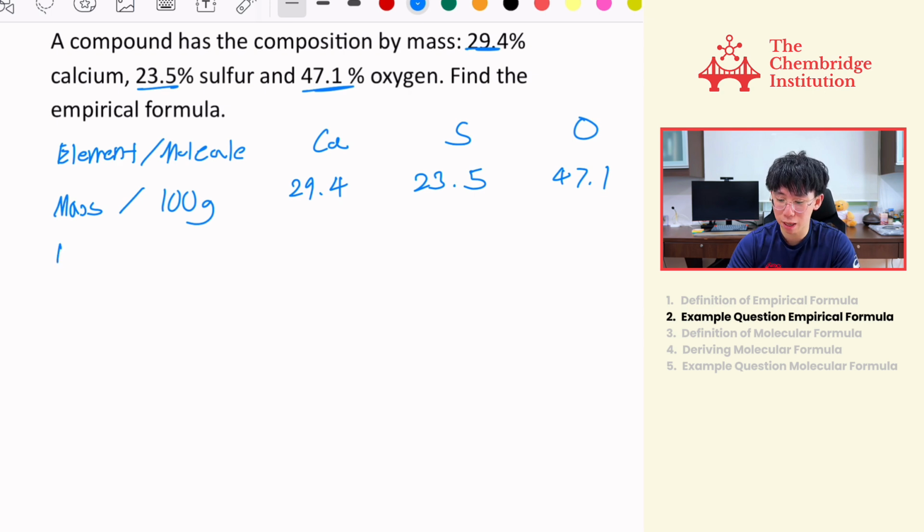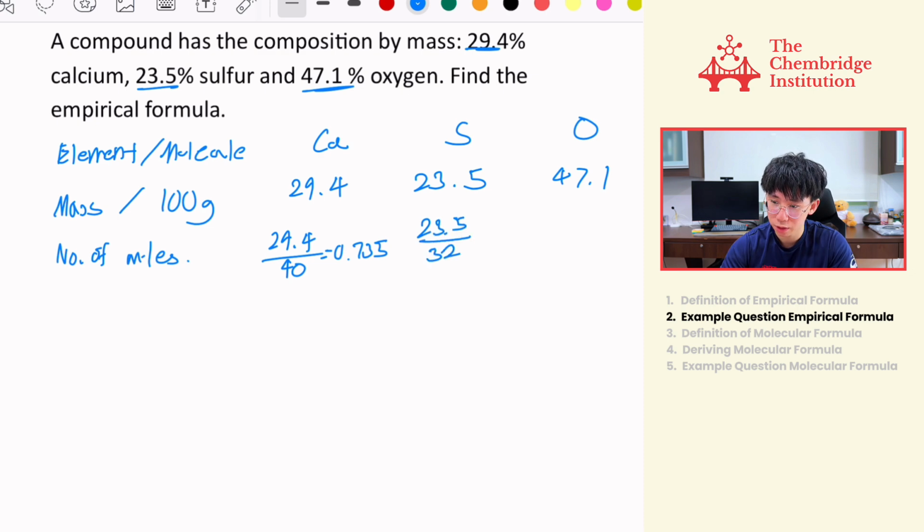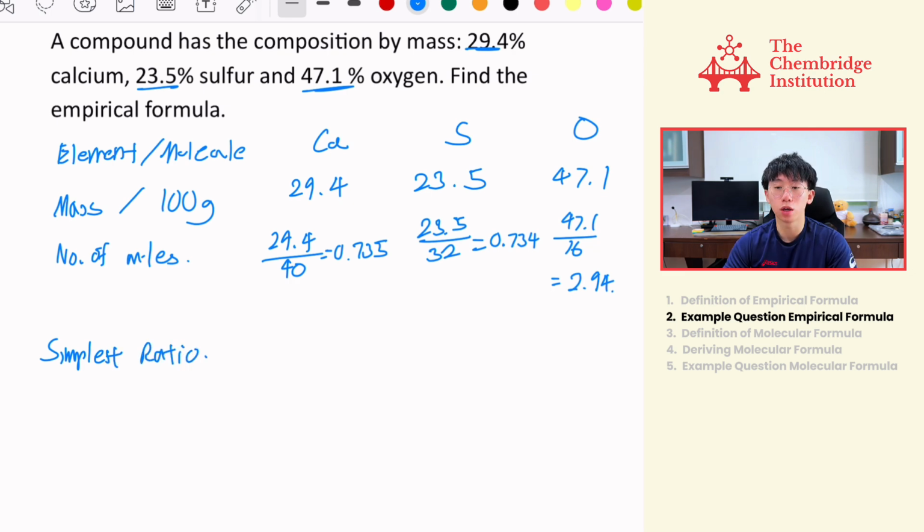And then next you want to find the number of moles. So you just take each of these values divided by the Ar, and you will get specific values over here, if you just calculate it properly. Right, so once you've done that, you can find the simplest ratio. So again, find the lowest number. Lowest number is 0.734.